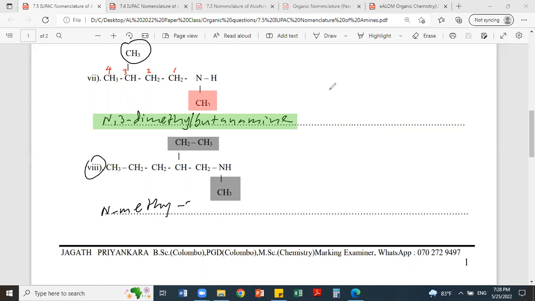Then if we write the numbers, 1, 2, 3, 4, 5, and then 2-ethyl, the second carbon has an ethyl group, 2-ethyl pentanamine. Okay. After that, number 9. I think everything is okay, pentanamine. So that's the only thing, a small change.